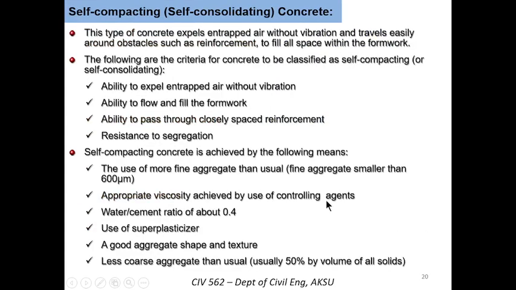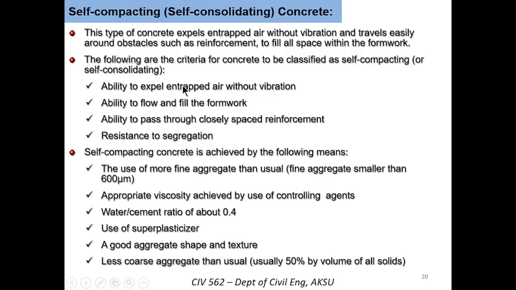Let's look at self-compacting concrete, self-compacting or self-consolidating concrete. Now, this type of concrete expels trapped air without vibration and travels easily around obstacles such as reinforcement to fill all space within the formwork. So self-compacting concrete simply means concrete that you can place without compacting. It will compact itself.